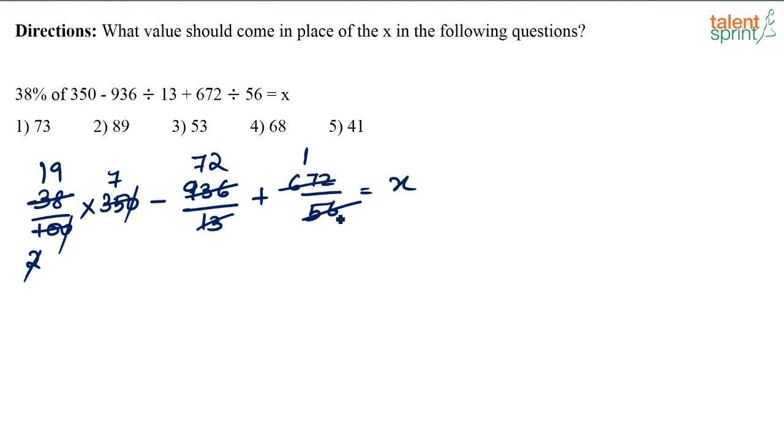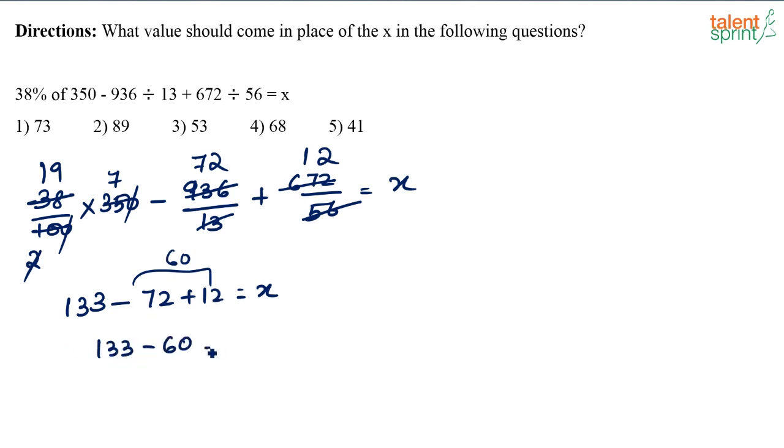So here you have 112, 56 into 2 is 112, so that is 12. So what is 19 into 7? 19 into 7 is 133 minus 72 plus 12, that is equal to x, or this is 60, right? Minus 72 plus 12, that is 133 minus 60, which is equal to 73. So x is equal to 73. Answer is option 1. Very easy, right?